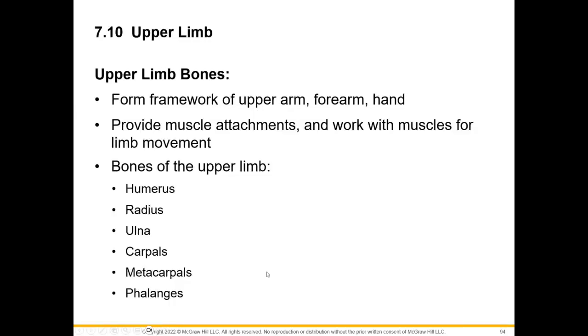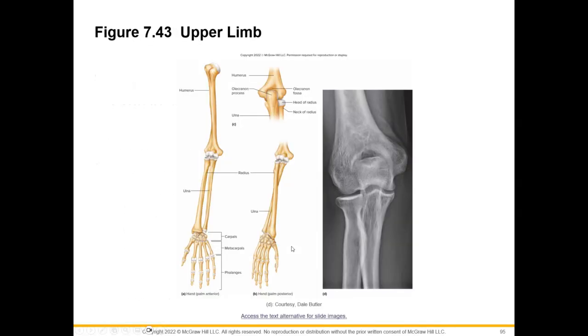Okay, the upper limb bones form the framework of the upper arm, the forearm, and the hand. They provide the muscle attachments. They work with muscles for limb movement. Bones of the upper limb include the humerus, the radius, the ulna, the carpals, the metacarpals, and the phalanges. Okay, so there's your humerus, ulna, the radius, carpals of the wrist, metacarpals of the hand. The phalanges are the fingers.